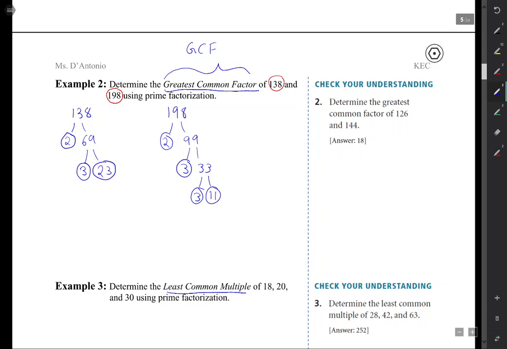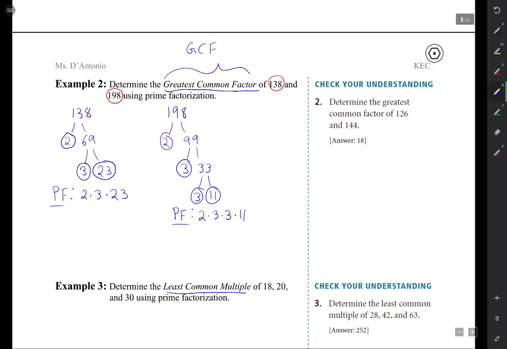So the prime factorization of this first one here is 2 times 3 times 23. And the prime factorization of this one over here is 2 times 3 times 3 times 11. Now here are the two steps to finding the greatest common factor.